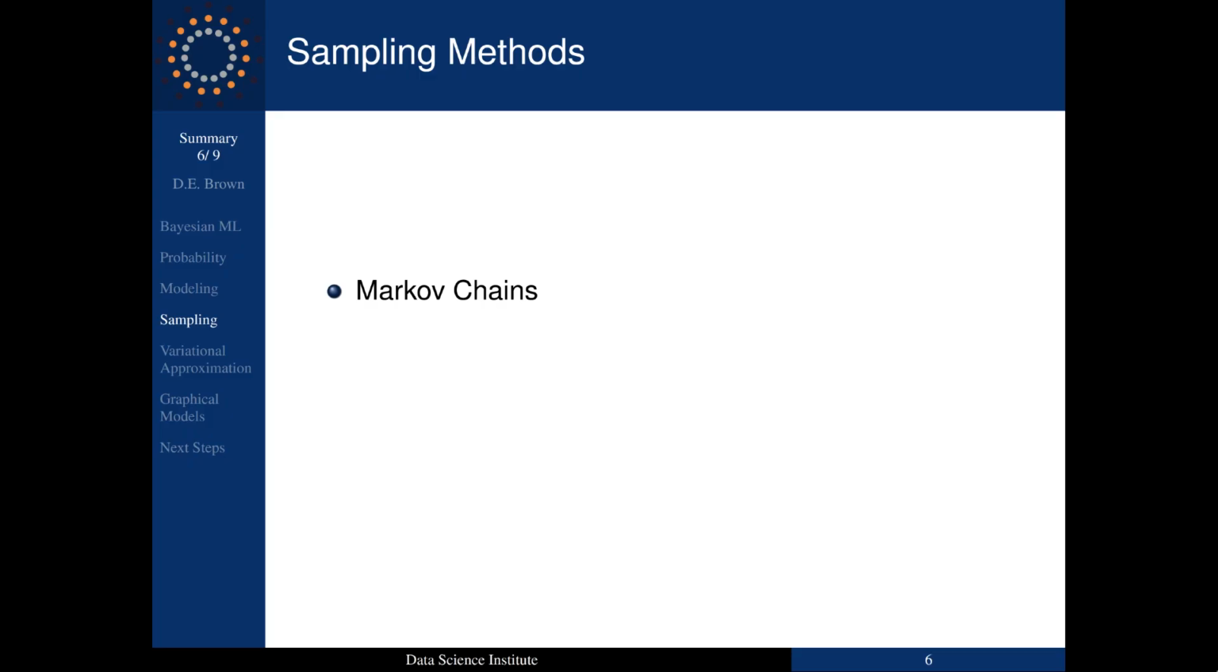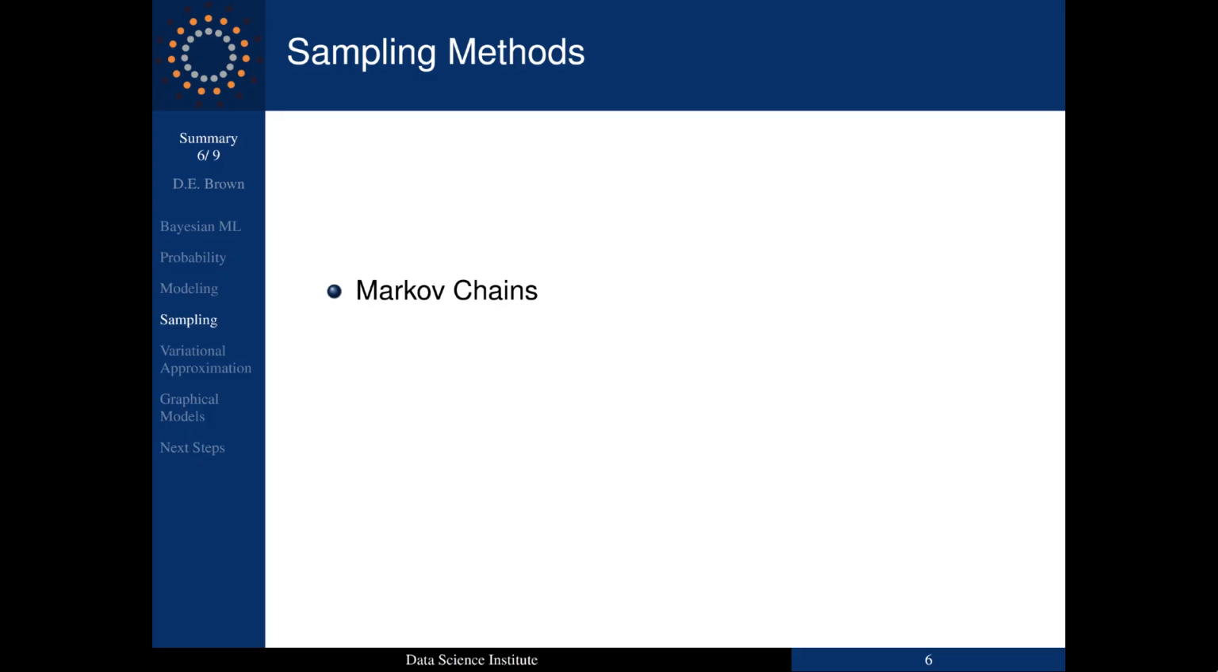So the result is that we need to use sampling methods or some other approximation method. And sampling methods are one of the two approaches that we talked about in the course, the other being variational approximation for going after these complex problems. Sampling methods are the older of the two.